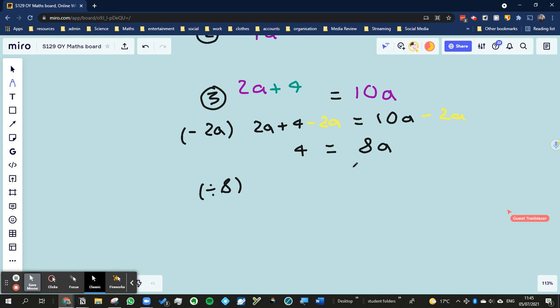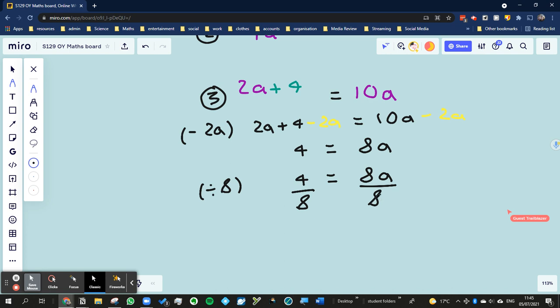then I end up with a on its own on the right-hand side, because 8a divided by 8 would be a. So if I write down over 8 here and over 8 here, you can see that I end up with 8a divided by 8, which is just a.